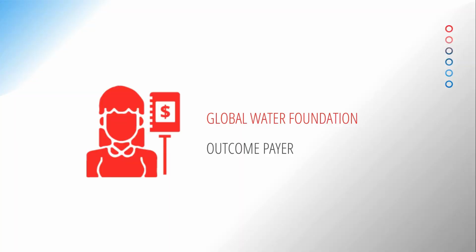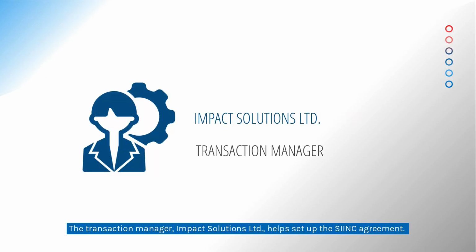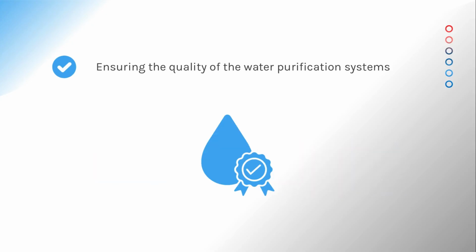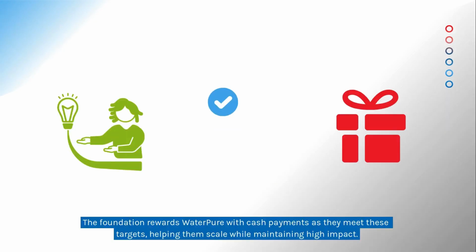To overcome this challenge, Global Water Foundation, an organization dedicated to clean water solutions, decides to support WaterPure using SIINC. The transaction manager, Impact Solutions Limited, helps set up the SIINC agreement. Together, they define the impact targets. Number 1, growing WaterPure's remote customer base. And number 2, ensuring the quality of the water purification systems. The foundation rewards WaterPure with cash payments as they meet these targets, helping them scale while maintaining high impact.